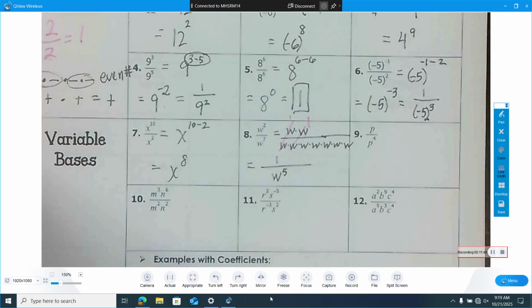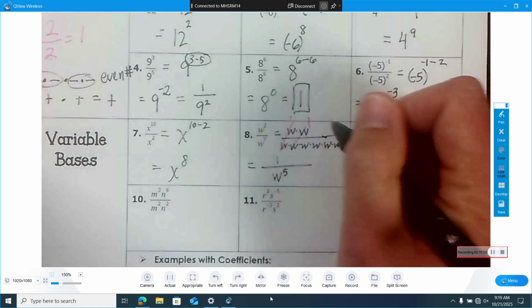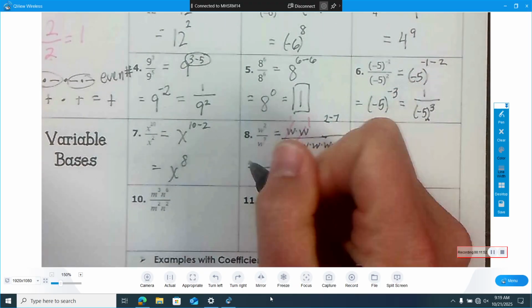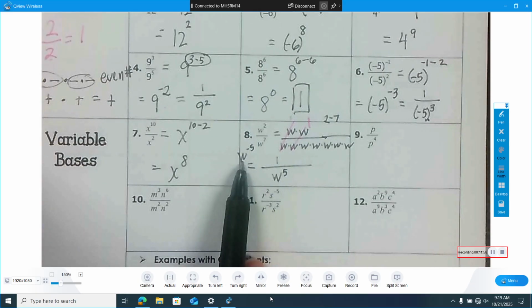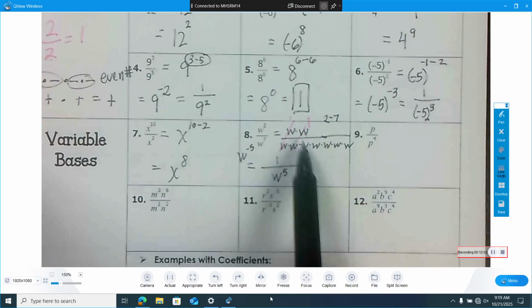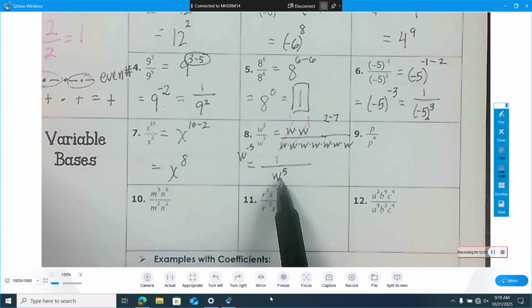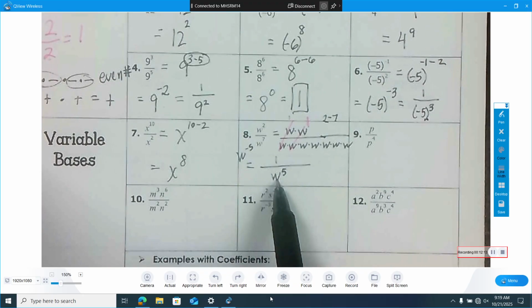Now, if we were to use the rule, when we subtracted, we would have done 2 minus 7. That would have given us W to the negative 5. And then, of course, W to the negative 5 we had to put in the denominator. Do you see how it works the same way? But I actually just like to look and say there's more W's in the denominator. Does that make sense to you? Yeah? So I can jump right to the answer. There's more W's in the denominator, so that's where they're going to land.